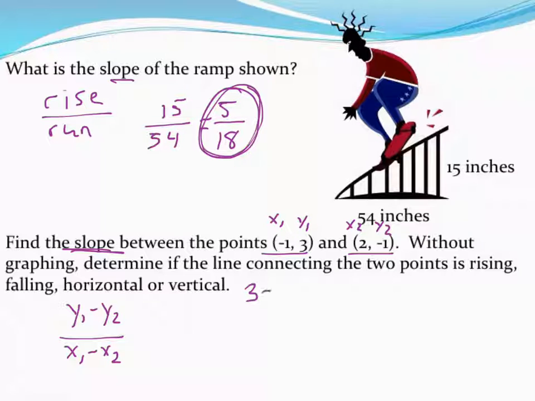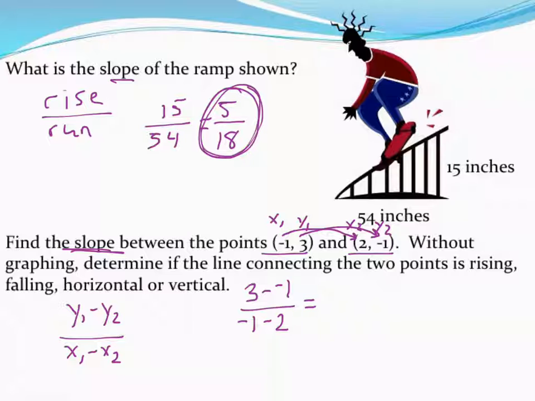So 3 minus negative 1 in the numerator. Be careful that you are subtracting a negative. A lot of people forget that. Denominator is going to be negative 1 minus 2. Now notice again I've done y1 minus y2, so I've sort of subtracted front to back. And then the bottom of my fraction is negative 1 minus 2. Make sure that that order is consistent.